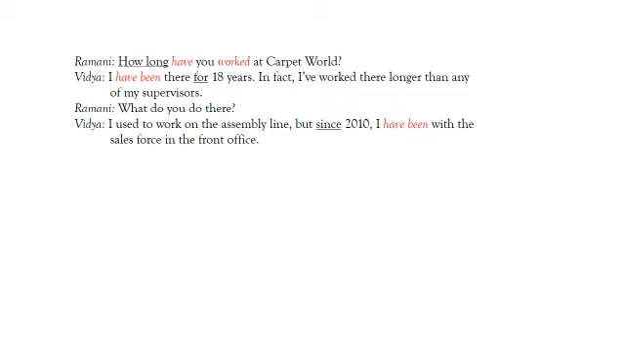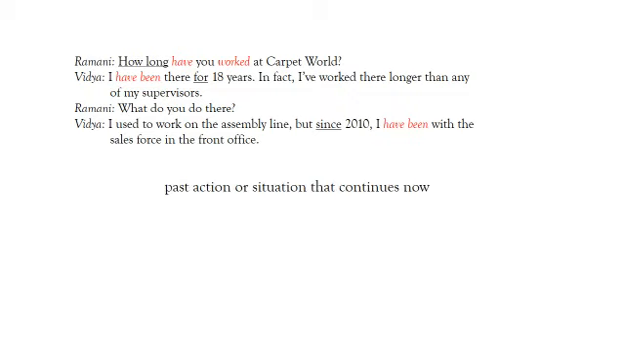Next, Ramani says, what do you do there? Vidya says, I used to work on the assembly line, but since 2010, I have been with the sales force in the front office. So we are talking about somebody having worked at a particular store for a period of time.